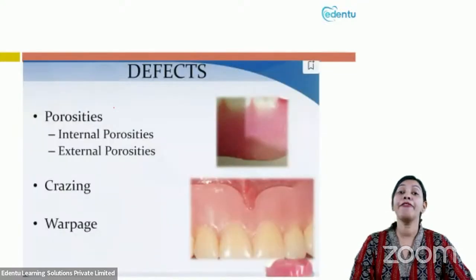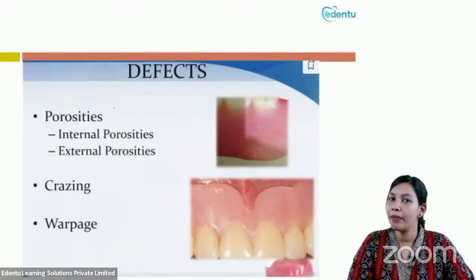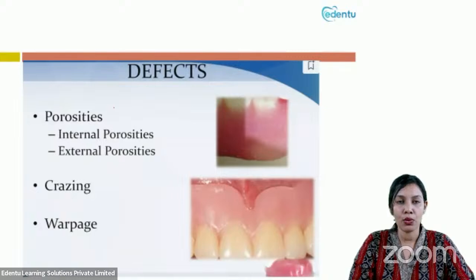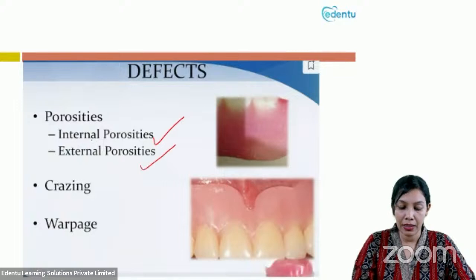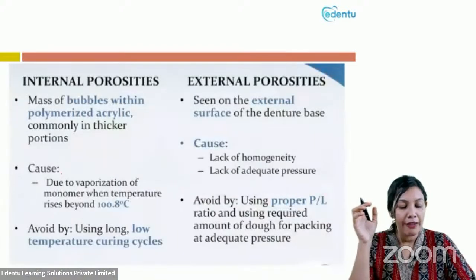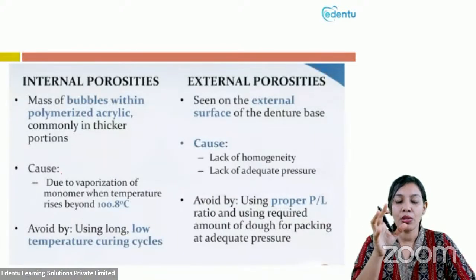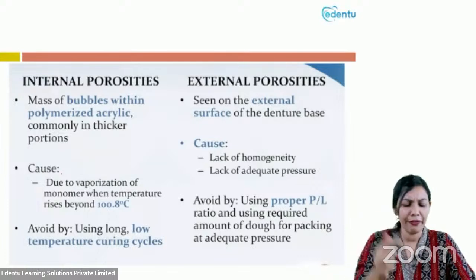Next is the defect that is seen. This is also another question commonly seen in this chapter. So what are the defects? First, porosities, and there are two types of porosities, internal porosities and external porosities. Second, crazing, and third is warpage. The first is internal porosities and external porosities. So what is the difference between these both?